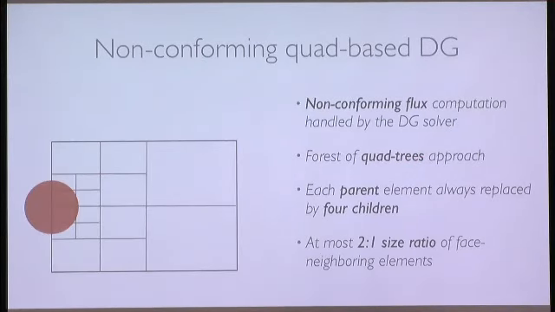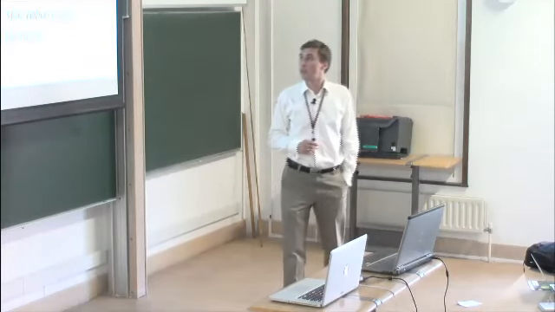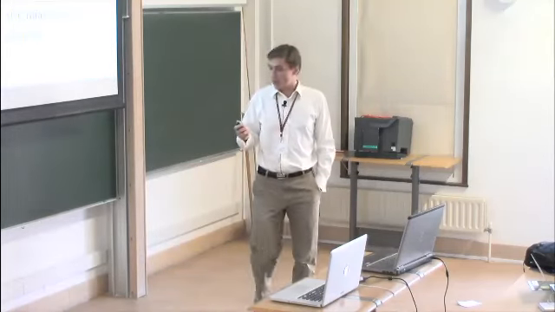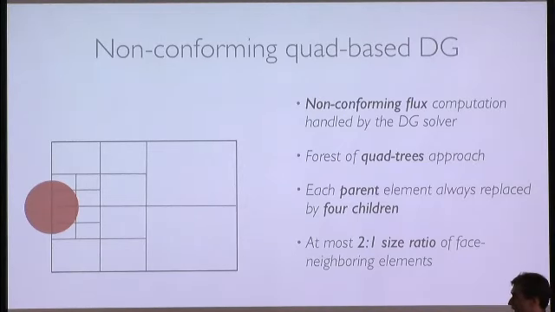As I said, we divide each of our parent elements into 4 smaller elements all the time, and we also want to keep the 2-to-1 size ratio, meaning that each edge can be shared by at most 3 elements. So let's imagine that this red blob here is a feature around which we want to refine. And you can see this mesh here is nicely balanced. We say it follows this 2-to-1 size ratio rule, so no edge is shared by more than 3 elements.